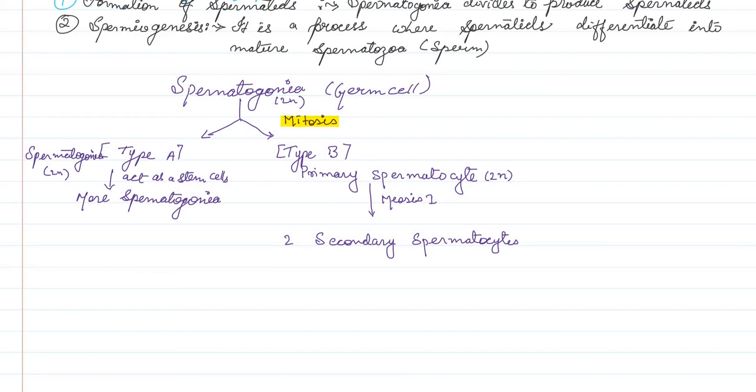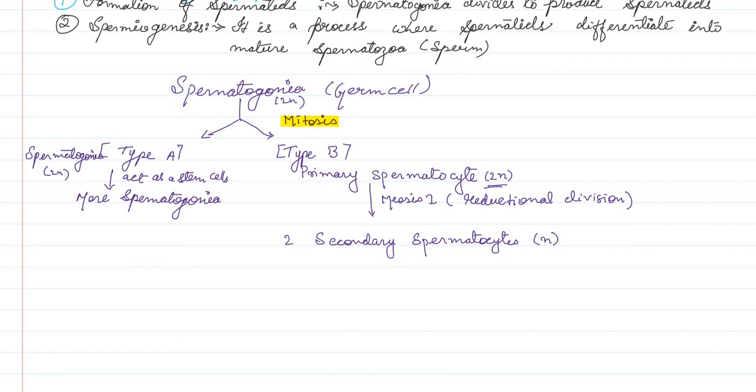Okay, two secondary spermatocytes were produced after the division of meiosis 1, and as we all know, meiosis 1 is a reductional division. In this, the chromosome number changed. The primary spermatocytes are diploid, and here the secondary spermatocytes are haploid. The chromosome numbers become half.